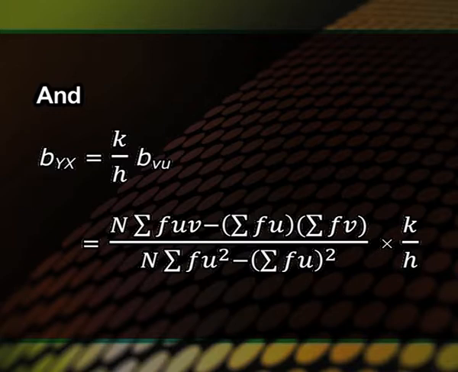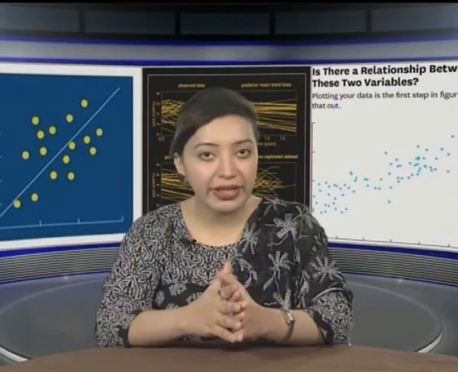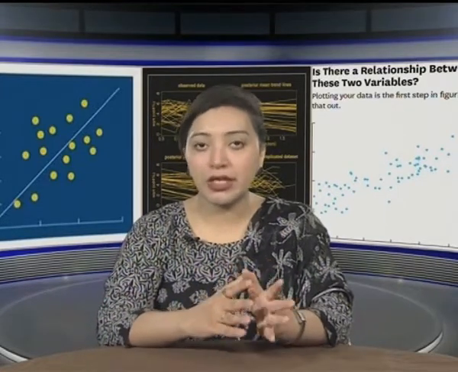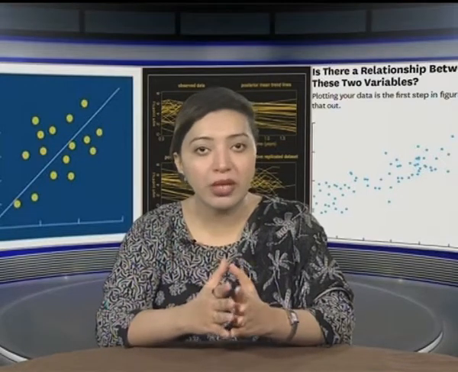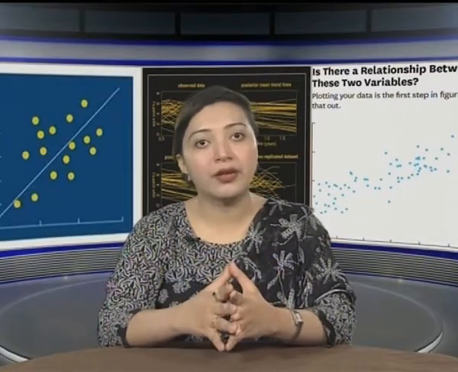So let's quickly summarize what we have learned in today's session. We have done the introduction of measures of regression. In this session, we have studied the meaning of regression and properties of regression coefficients. We have also learned how to determine the regression analysis to estimate or predict the values of a dependent variable from known values of the independent variable, and learned how to determine the standard error of estimate.